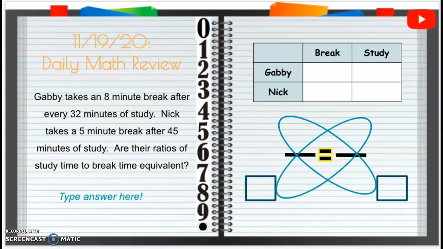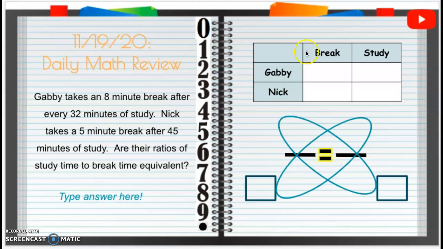November 19th, 2020 Daily Math Review. Gabby takes an 8-minute break after every 32 minutes of study. Nick takes a 5-minute break after every 45 minutes of study. Are their ratios of study time to break time equivalent?